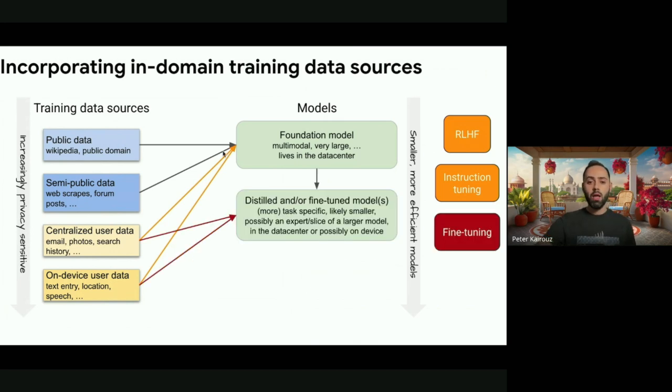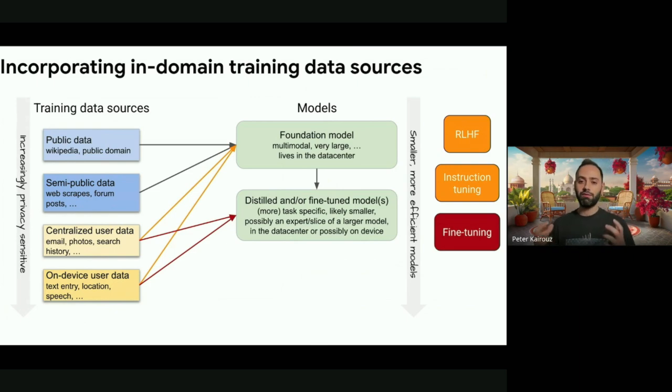responsibly. But there's also a need for smaller models that are probably more task-specific, and they may still be large-ish, but they're not as large as those big foundation models. And those probably live in the data center.